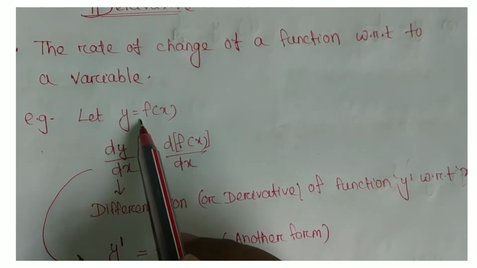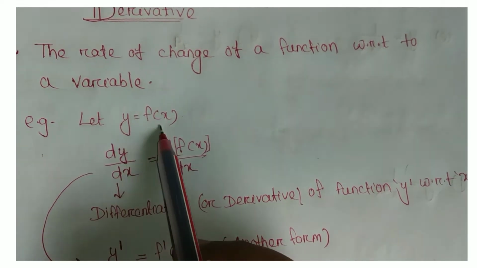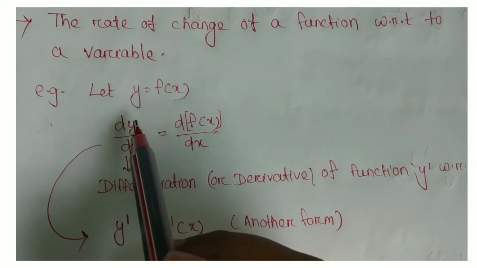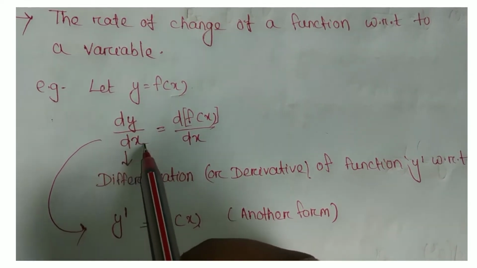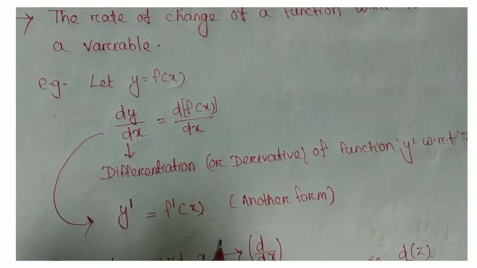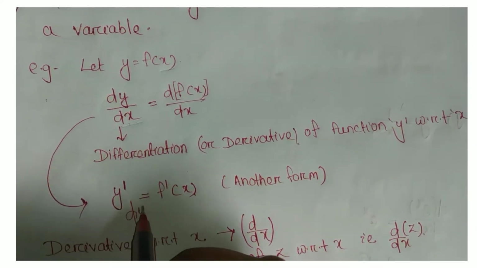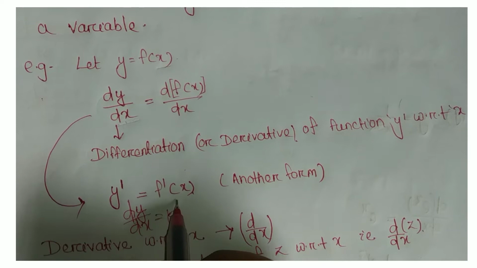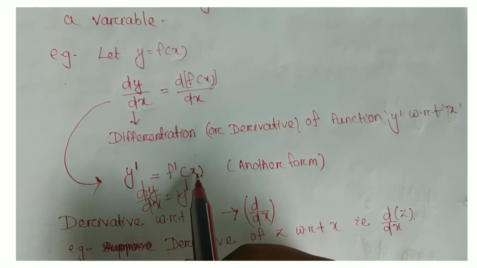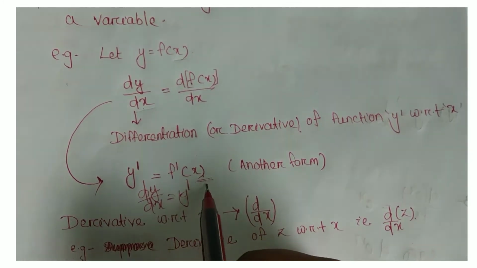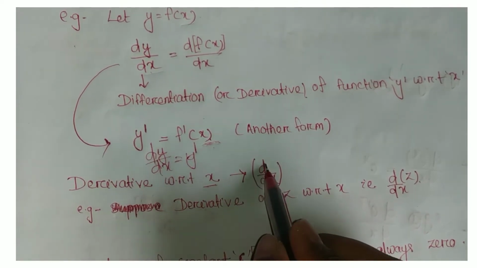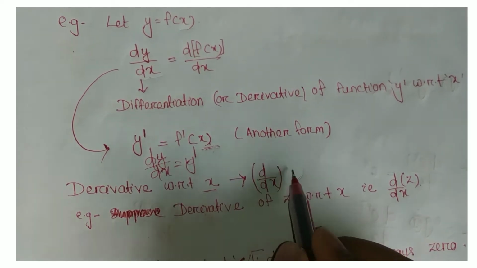Let y is equal to f of x. That means y is a function of x. Then the derivative of y with respect to x, we write in this symbol, dy by dx, or we write y dash, is equal to y dash, or we write f dash x, that is derivative of f of x. Here derivative with respect to x is denoted by dy by dx of this function.